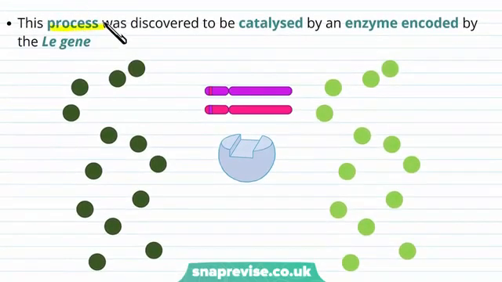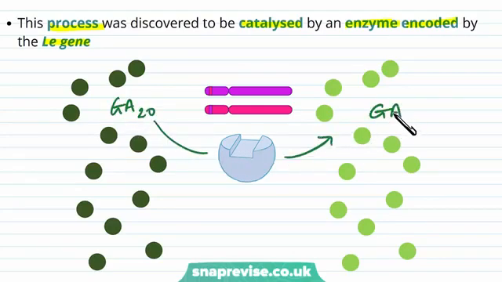The process was discovered to be catalyzed by a particular enzyme, and the enzyme was encoded by the LE gene, or the Le gene. So we've got the GA20 form being converted to the GA1 form, which then causes stem elongation, and conversions are normally catalyzed by enzymes, and we found that this is coded for by the LE gene.